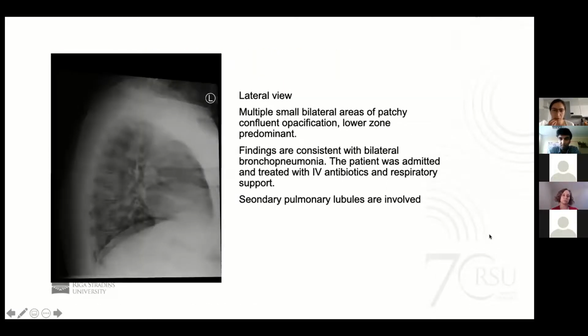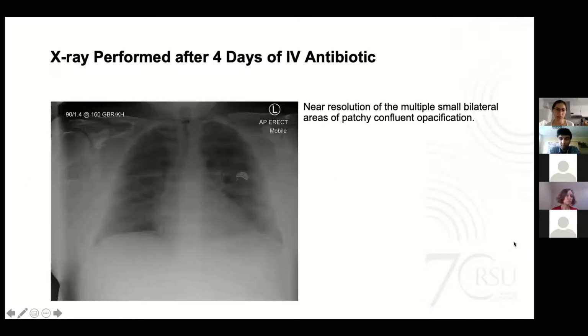Here we have the lateral view with the multiple small bilateral areas of patchy confluent opacification in the lower zone predominantly. These findings are consistent with bilateral bronchopneumonia. This is the same thing, just the lateral view. And here, after 4 days of antibiotic treatment, we can see almost near resolution of the multiple small bilateral areas. The lungs look almost clear. It's less whitish compared to what we've seen before.